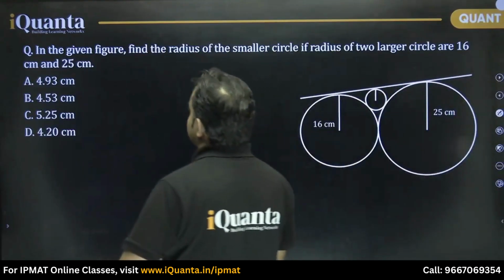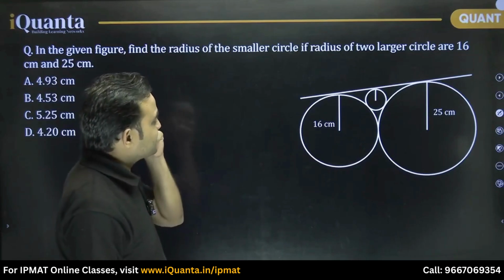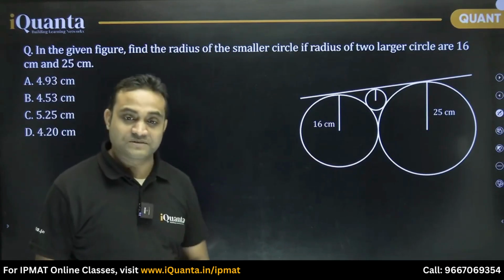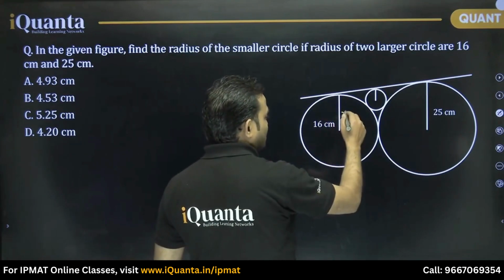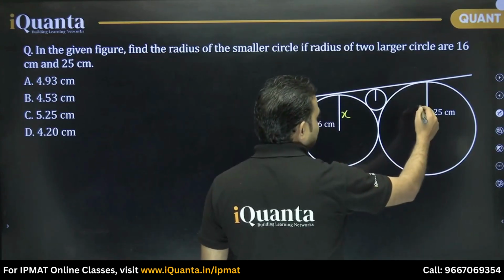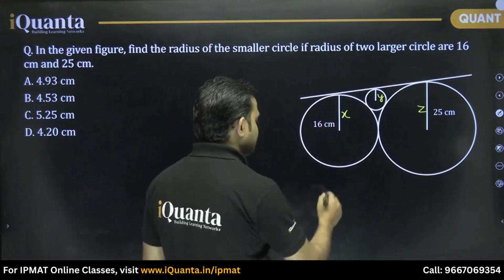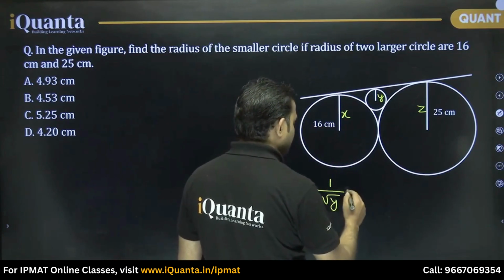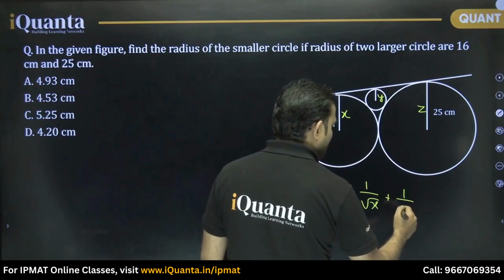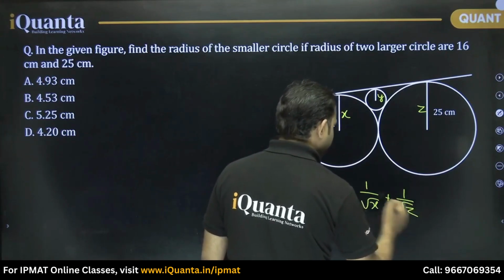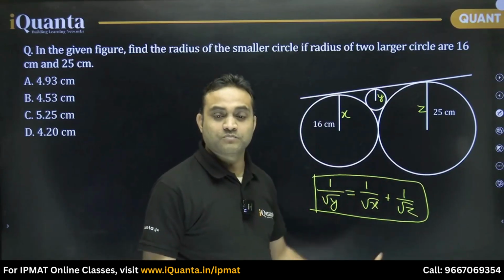Now next question says in the given figure find the radius of the smaller circle if radius of the two larger circle are 16 and 25 centimeter. So remember, in these kind of situation, if radius of one of the circle is x, another circle is z, and the sandwiched circle is y, then the relation between their radius is given by 1 upon square root of y is equal to 1 upon square root of x plus 1 upon square root of z.